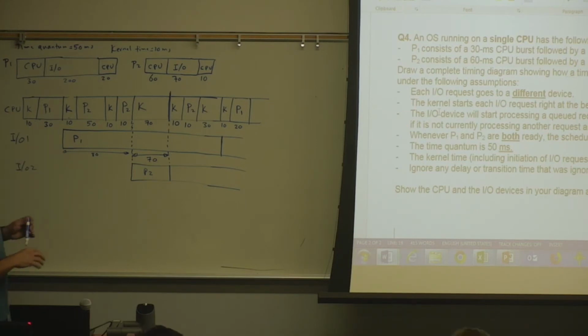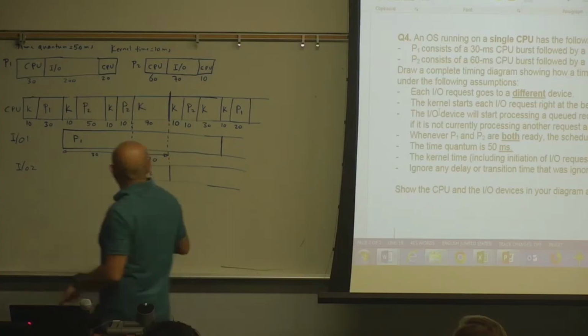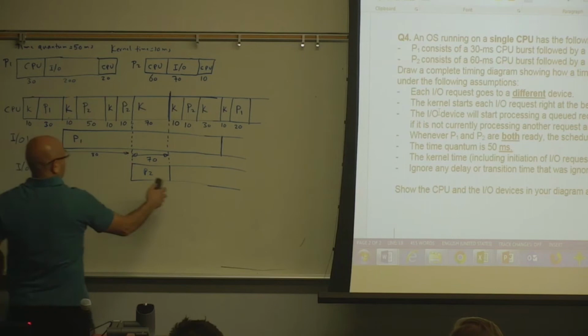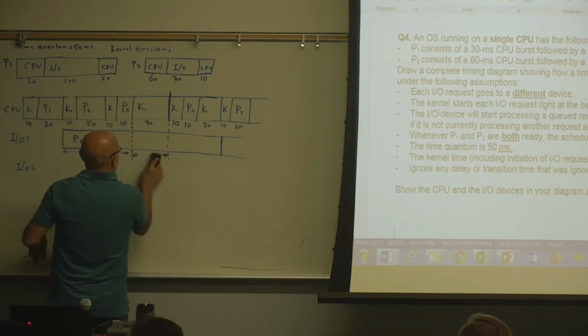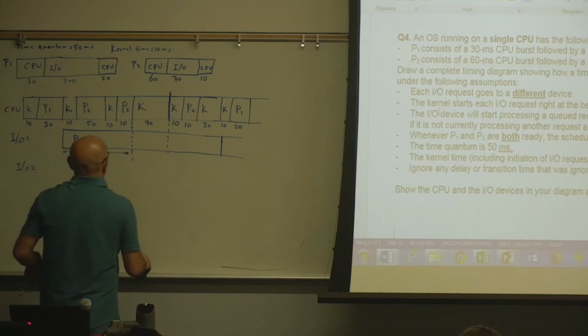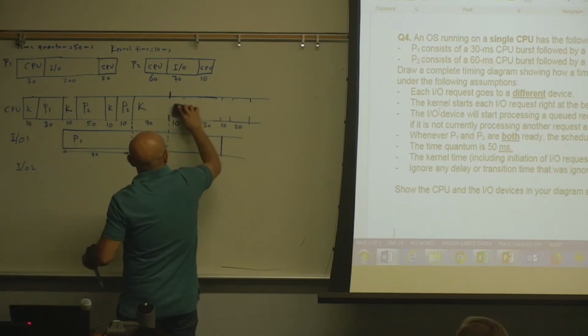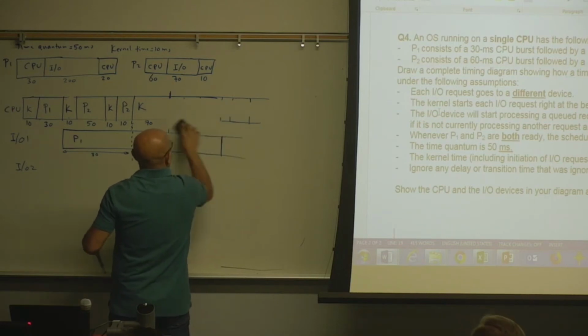Okay, so now, are there any questions before we do it with one I/O device? Okay, now suppose that we change the question so that both I/O requests go to the same device. Now what will happen? So the change will start here. Okay, so they both go to the same I/O device, and this stuff will change.